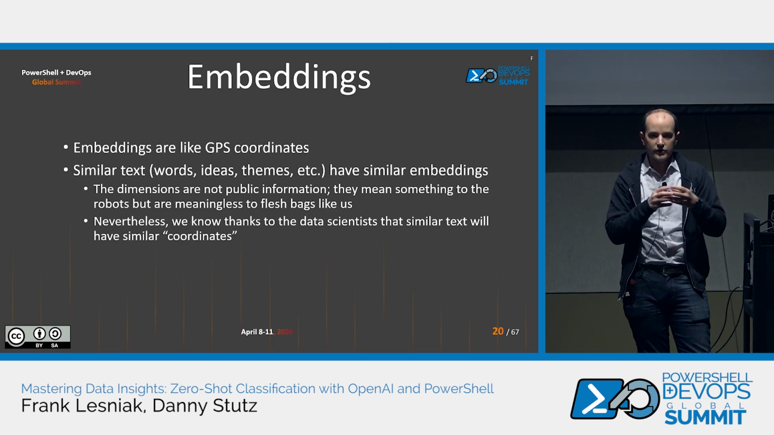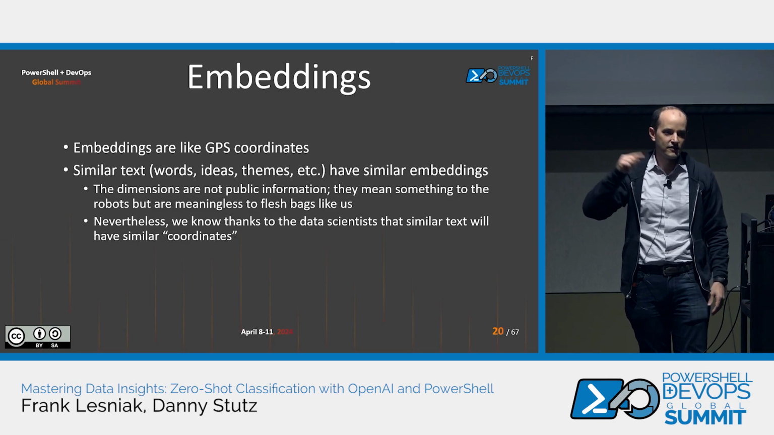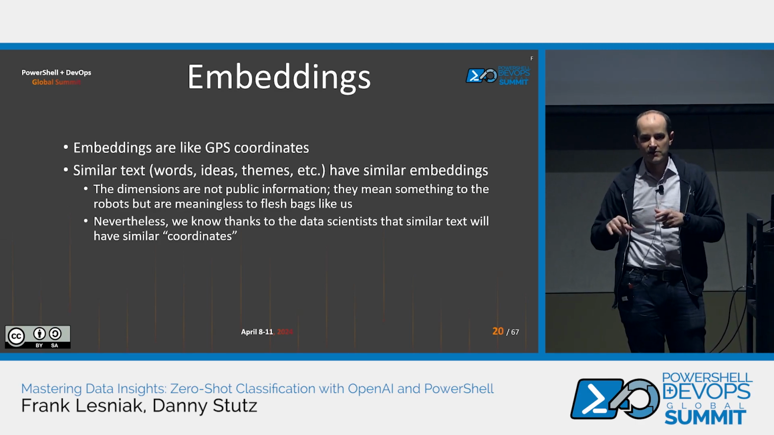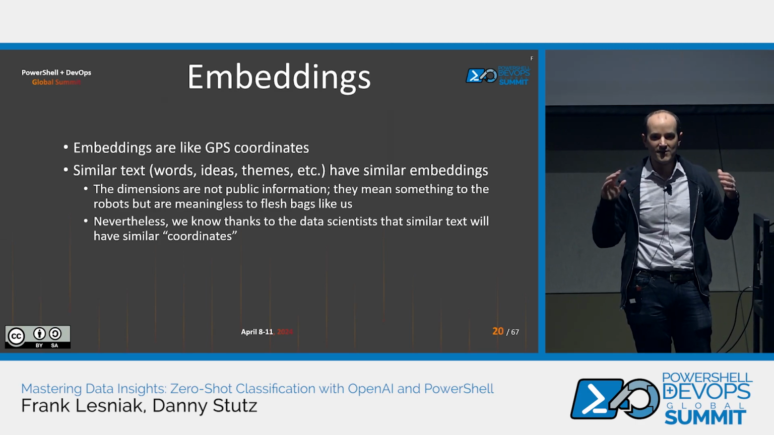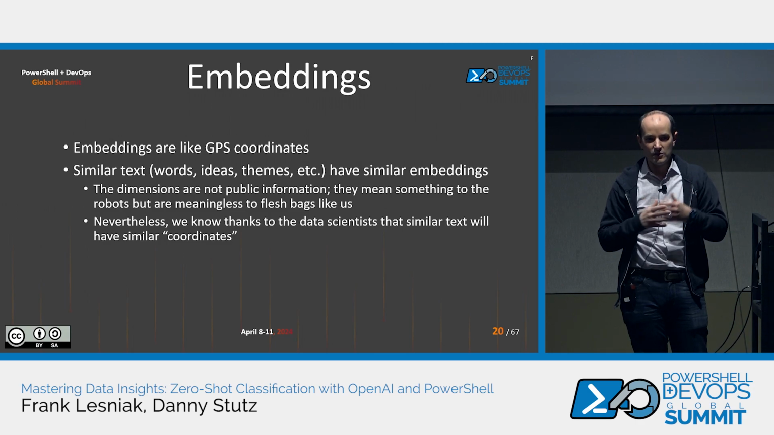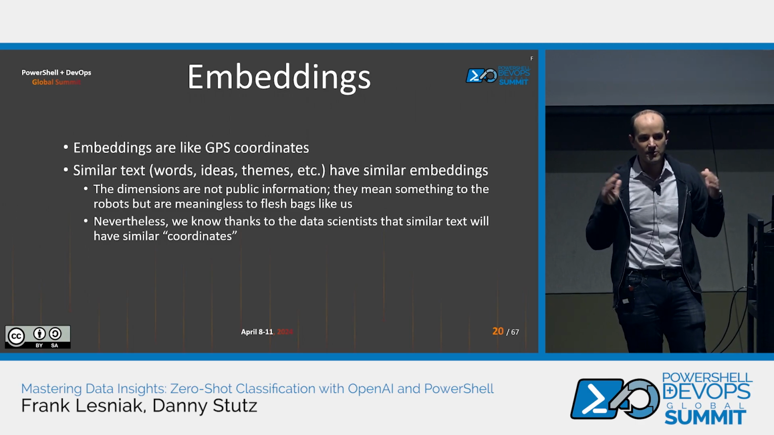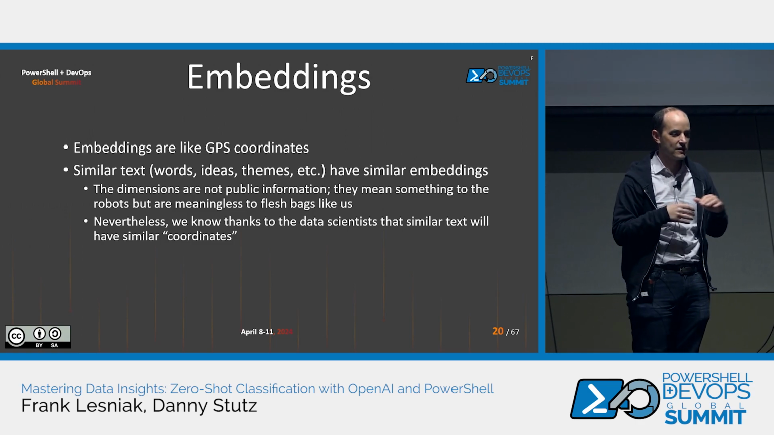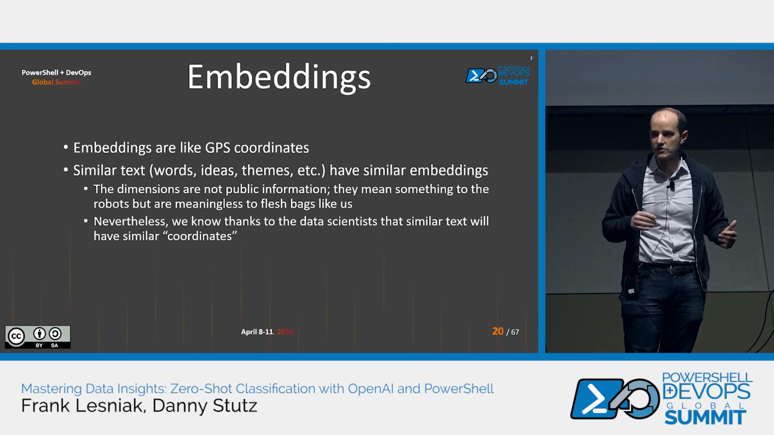If I took a step back when we were putting these slides together, the whole talk is really predicated on this idea that similar text, or similar ideas and themes, have similar embeddings. I have no way to prove that because the embeddings model used by OpenAI is not public information. I'm sure somebody at OpenAI has a spec on this, but there's no way to really reverse engineer it.